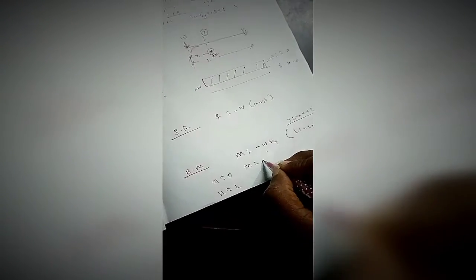You all know that linear variation means what? y equal to mx plus c. So it is a linear variation, this kind of equation. So bending moment is a linear variation. Now we have to put the boundary conditions at x equal to 0 and at x equal to L. What will it be at x equal to 0? If we put the value of x as 0, the moment will be 0 here, and if we put the value of L at x equal to L, the moment will be minus WL.